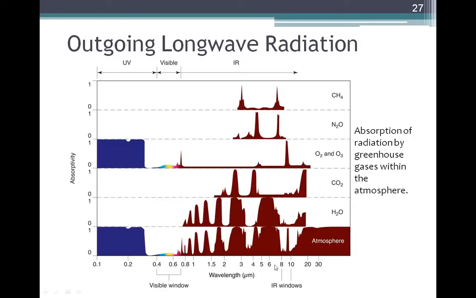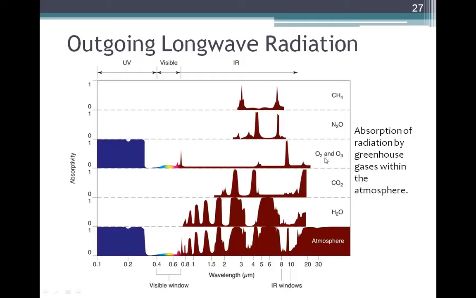So here we've got the wavelength across the x-axis in micrometers, and on the y-axis absorptivity, which is just a 0 to 1 value, with 0 being not at all absorbing and 1 being completely absorbing. And we can see the whole atmosphere here in the bottom, and then the different components, the different greenhouse gases broken out individually above that. So one of the primary greenhouse gases is water vapor, and you can see that it absorbs infrared energy in many of these different wavelengths. Another greenhouse gas is carbon dioxide, and you can see where it peaks, the places where it absorbs infrared energy.